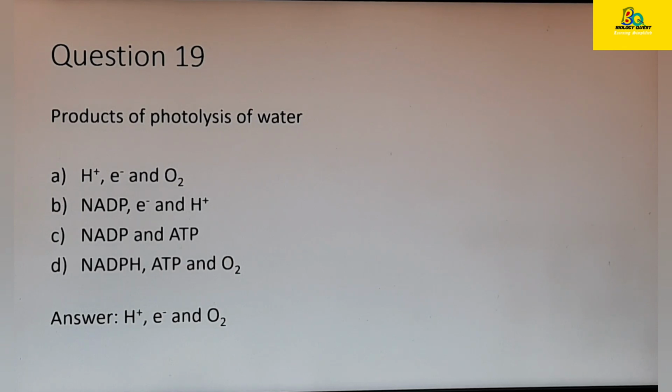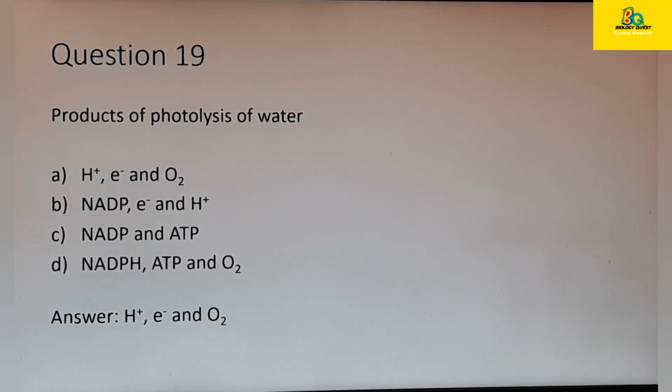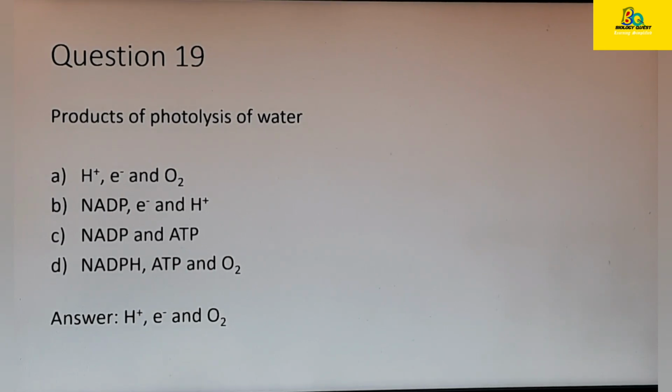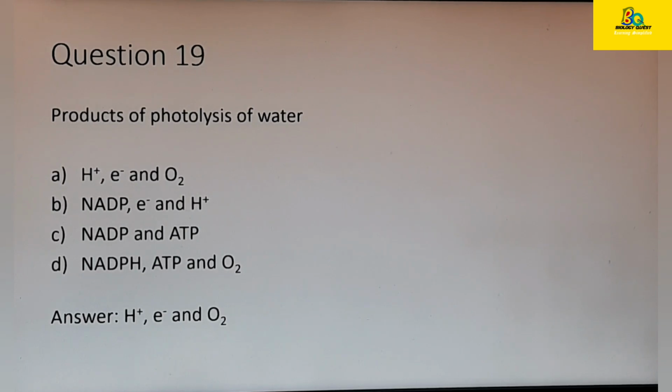What happens to the H plus ion? The H plus ion combines with NADP plus in presence of electrons to form NADPH. Okay, nicotinamide adenine dinucleotide phosphate, reduced form of NADP is produced. So that is what is happening to this H plus ion, which is produced as a result of photolysis.